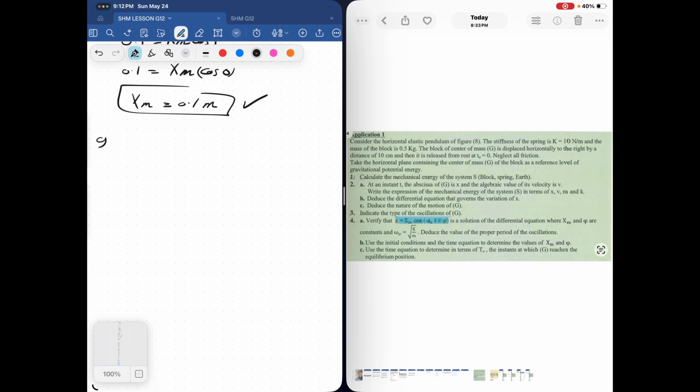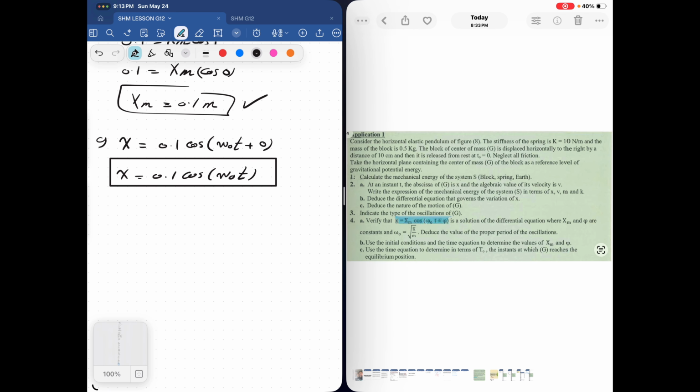Use the time equation to determine in terms of t0 the instant at which G reaches the equilibrium position. Okay, this is interesting. Use the time equation, which states that x is equal to xm, or 0.1, cosine of w0 t plus phi, which is 0, meaning that x is equal to 0.1 cosine w0 t. This is our new completed time equation to determine in terms of t0 the instant at which G reaches the equilibrium position.